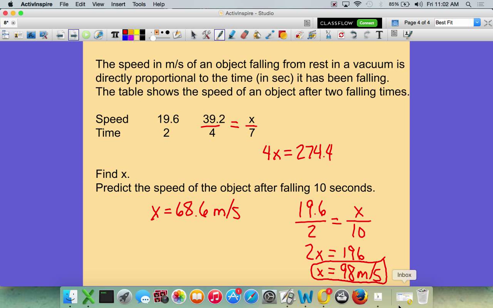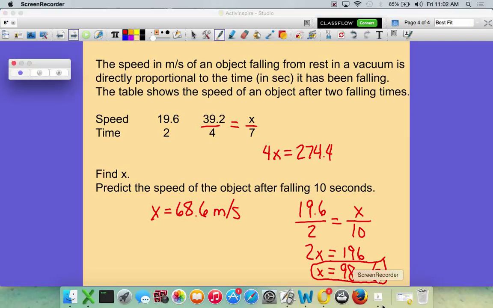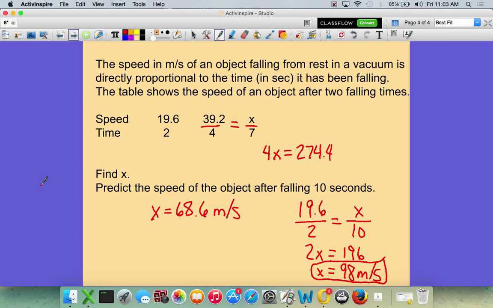Alright, so whether you do this proportionally or whether you do it with our direct variation equation does depend on you, and it depends on the question. If it said anywhere in here, find our constant of variation, then you would have to go through our equation, which for this one would be speed equals k times t. And all we would do to solve for that is plug in our original values here.